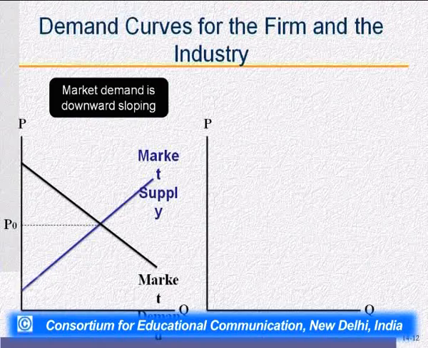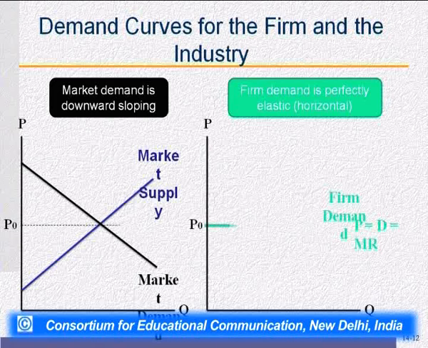Now, as we discussed about market demand prices, the market supply curve and the market demand curve, you can look at the first curve, the downward slope, which is called the market demand curve. The upward slope is called the market supply curve. Market demand is downward sloping.